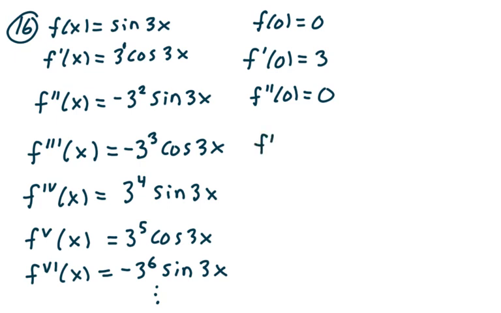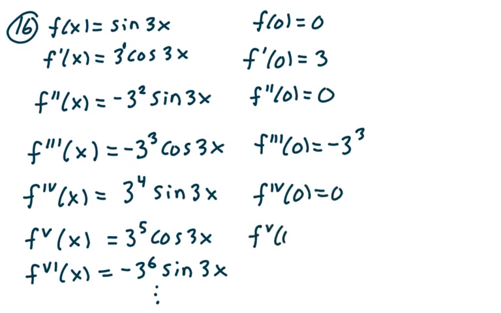So when we look at f triple prime of 0, we get negative 3 cubed. And then if I look at the fourth derivative at 0, I get 0. The fifth derivative at 0, I get 3 to the fifth. And we're alternating signs. Notice how we're going from positive to negative to positive. The next one will be negative, right? So how do we account for all of this?